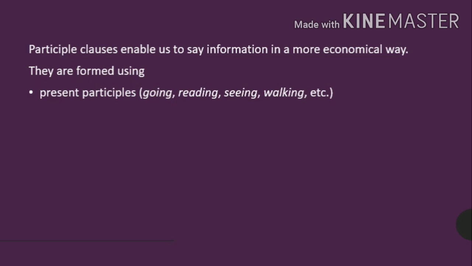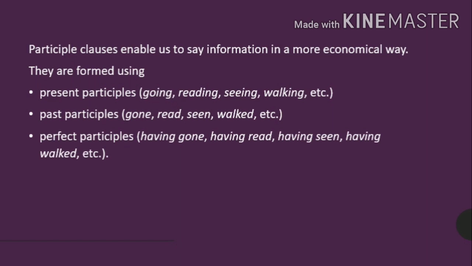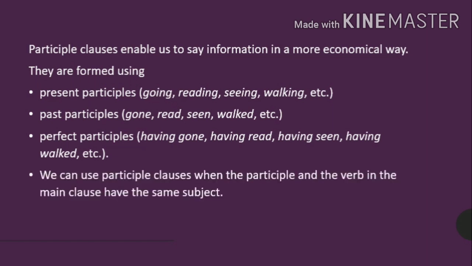So when we make a complex sentence with a participle phrase or a participle clause, the participles can be either present, like going, reading, seeing, walking, the verb plus ing form, or it can be a past participle. We use gone, read, seen, walked. You know the past participles are the V3 forms of the verbs. Or it can be a perfect participle: having gone, having read, having seen, having walked. But we need to note one thing, that the subject should be the same in the independent clause as well as the participle clause.